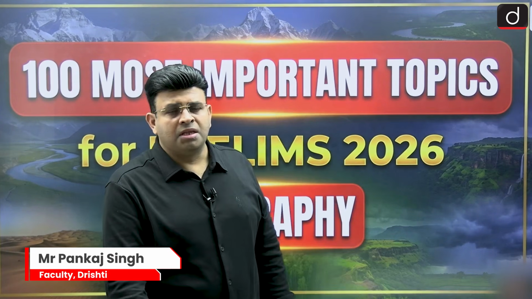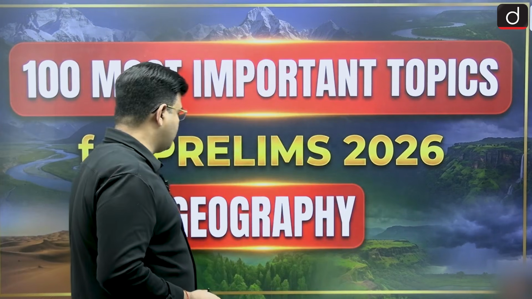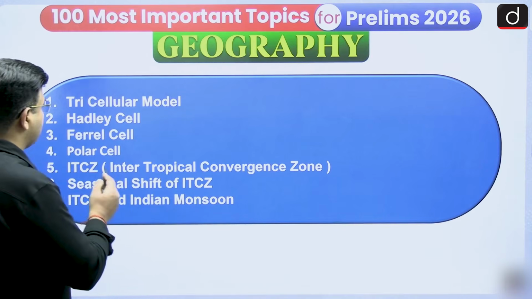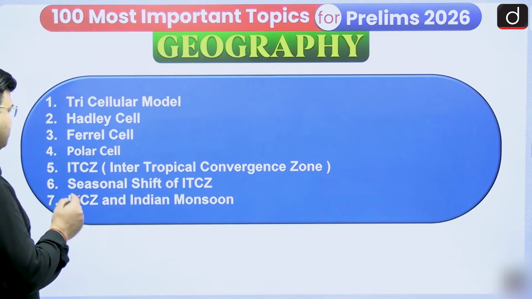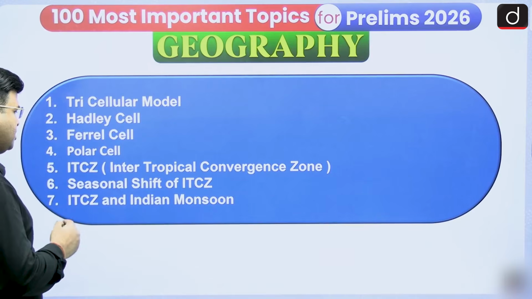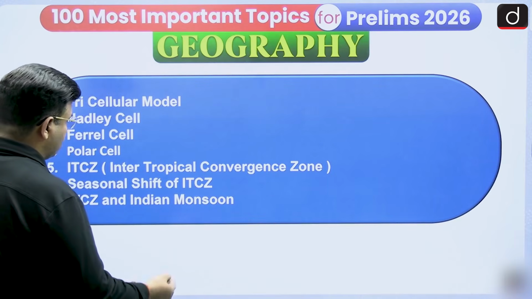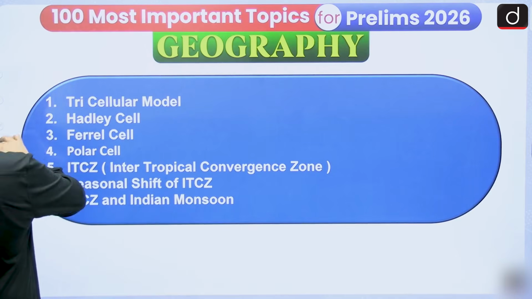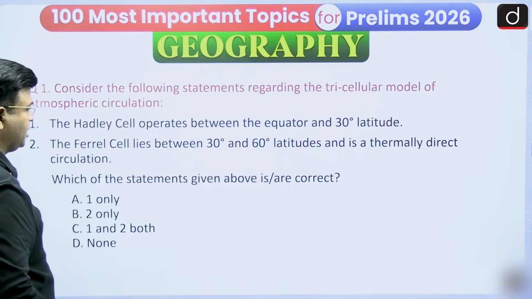Before starting with the 10th episode, we are going to revisit the 9th episode. The 9th episode was based on the tricellular model: Hadley cell, Ferrel cell, polar cell, ITCZ, regional shift of ITCZ, and ITCZ and its impact. First of all, we have to do the questions based on it.